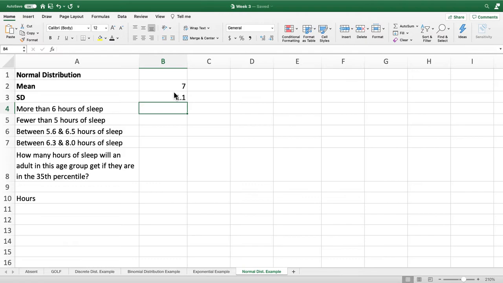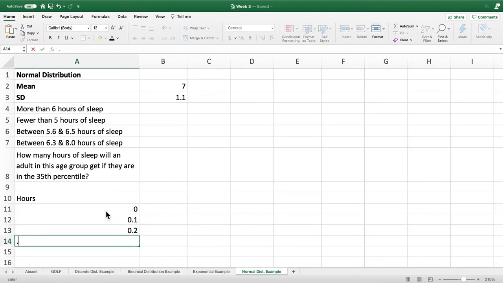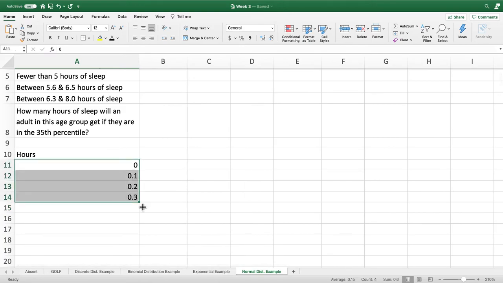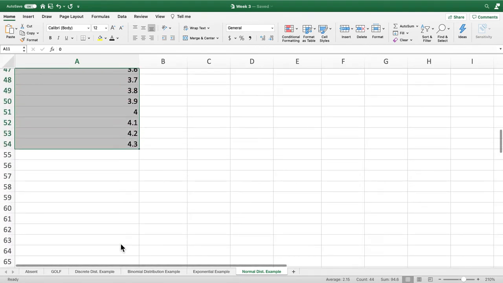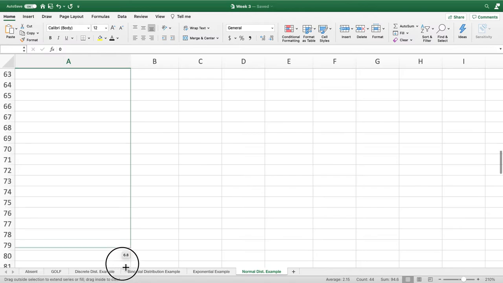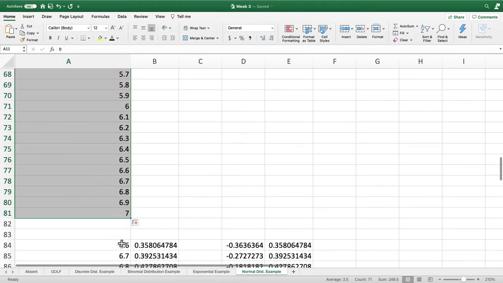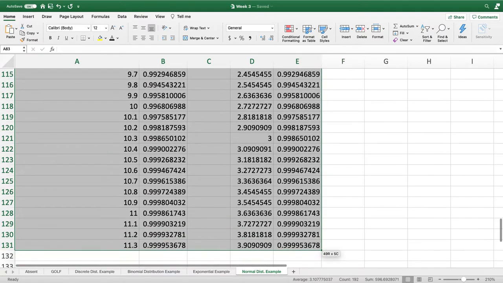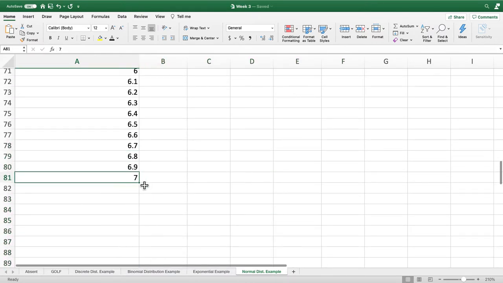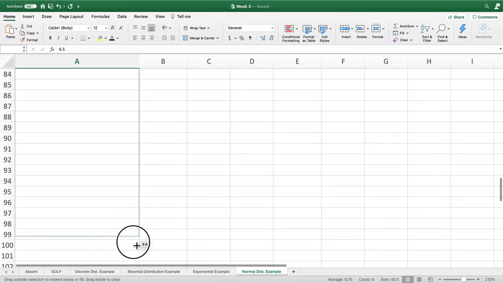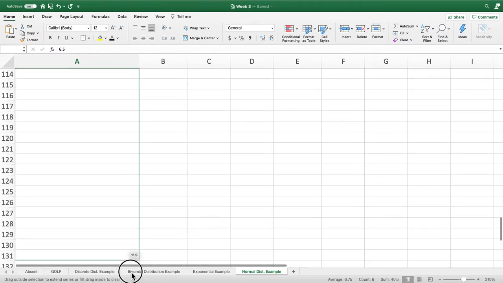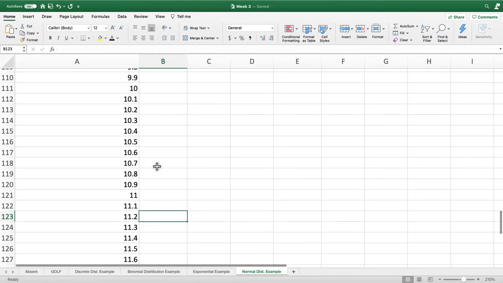Because Excel is so fast, it's real easy to make a table starting at 0 hours, going by tenths. So 0.1, 0.2, 0.3, and then you just highlight and drag down. So now we're at 4.3. Highlight and continue dragging down, because we'll keep going all the way to 12. I don't need that far, but we'll go that far.